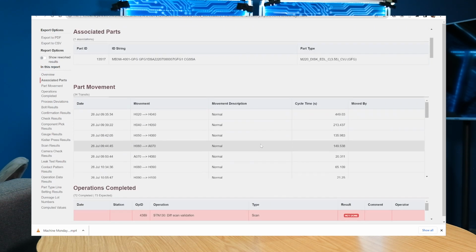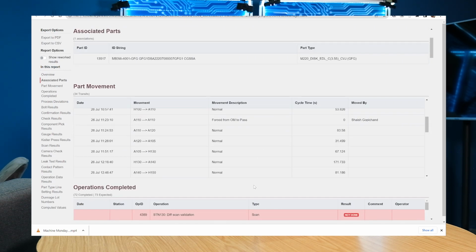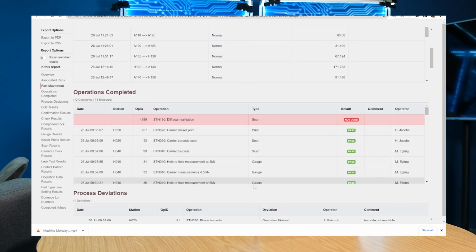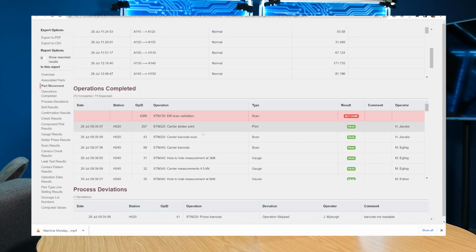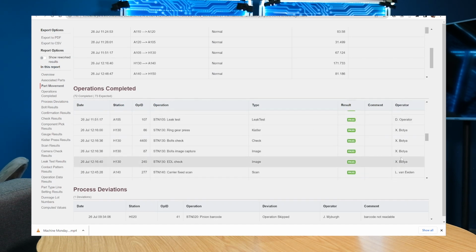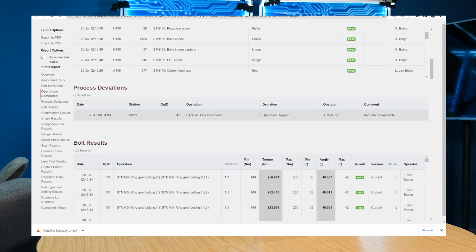So over here you see a typical report for a single product produced on a data-driven production line. I can see all of the operations completed. I can actually see that there was one process that wasn't done. I can see which operator performed each operation. I can see the deviations. So in this case, the pinion barcode was a deviation, and who was responsible for the deviation.